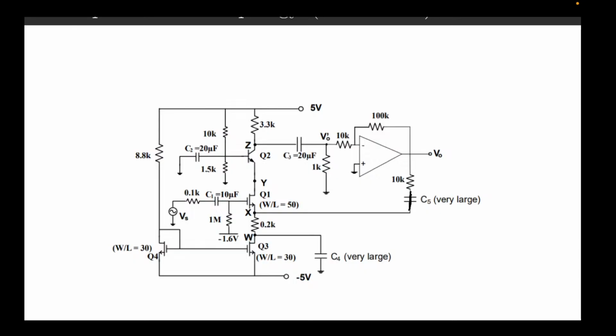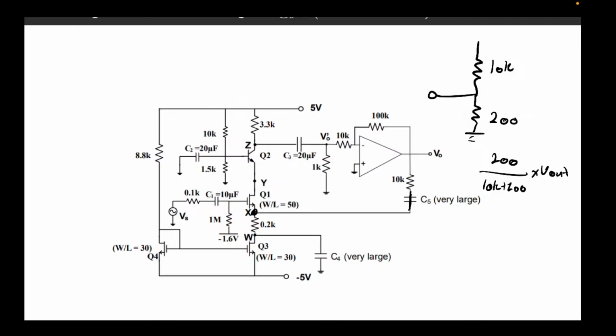Okay. So it's essentially like this. And then this node over here is X, right over there. That's a simple voltage divider. So we have 200 over 10K plus 200 times Vout. And I don't have the exact value for that. That's 19.61 times 10 to the negative 3.